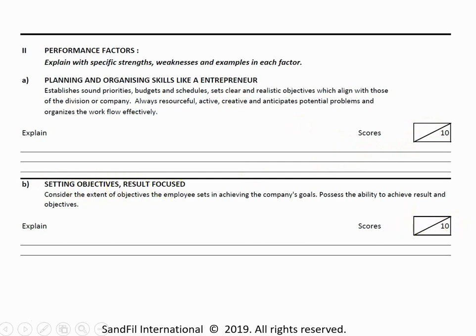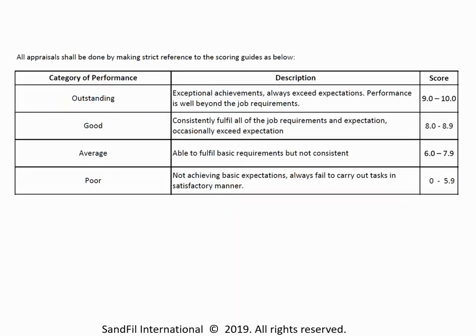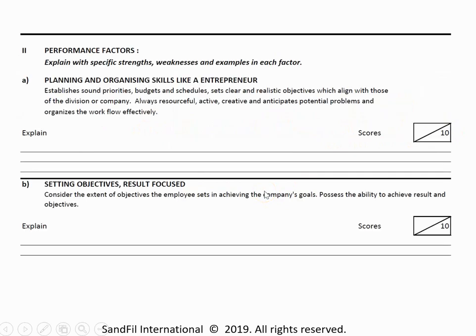Now, I'm going to ask you a question here. Just imagine you are appraising your employee. How are you going to give a rating here, 1 to 10? Are you able to justify giving 5, or giving 4? Let's look at the rating scale here. You have outstanding, 9 to 10. You have good, 8 to 8.9, and so on, right?